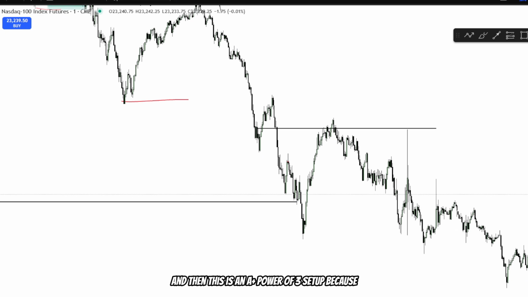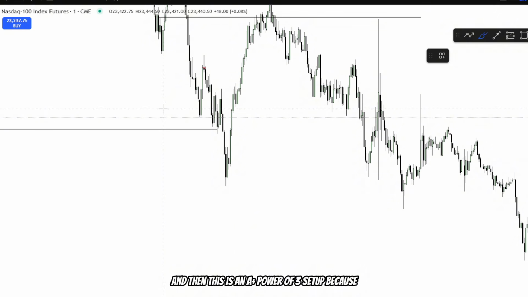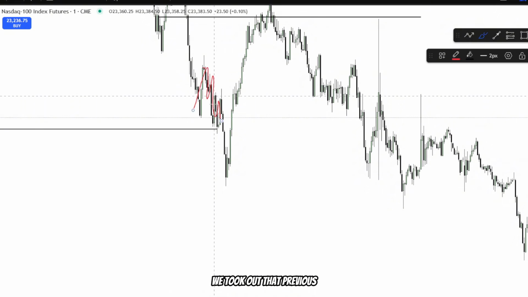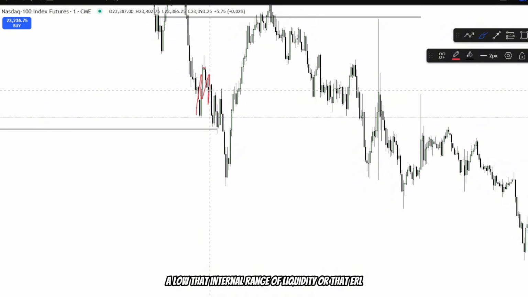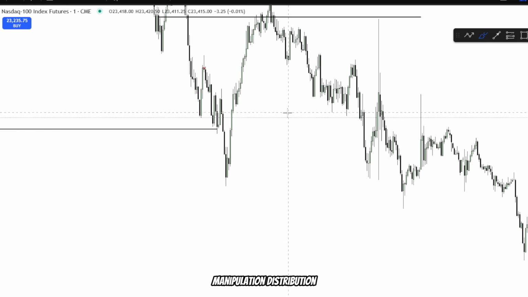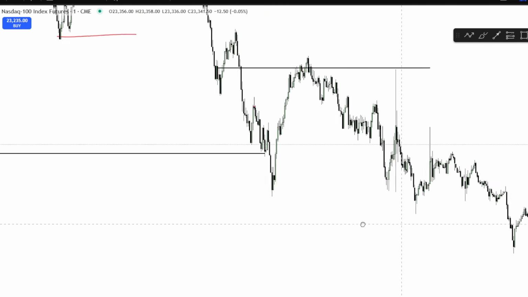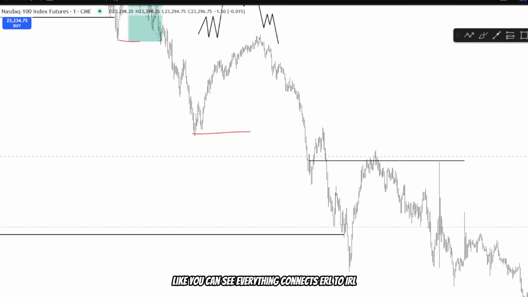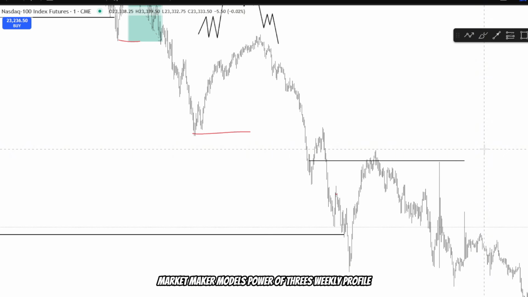And then this is an A plus power of 3 setup, because we took out that previous day low, that external range liquidity, or that ERL, sorry, at 2 p.m. So accumulation, manipulation, distribution. So honestly, it connects perfectly. You can see everything connects: ERL to IRL, phase of market delivery, reversal conditions, market maker models, power of 3s, weekly profile. And that's why I love to teach in this way, because we're applying logic.